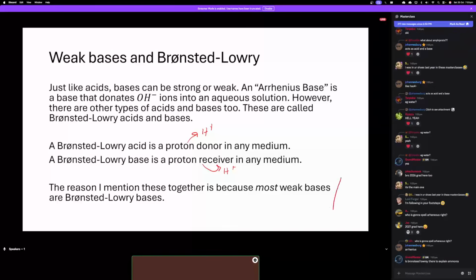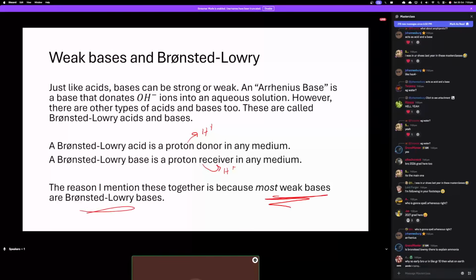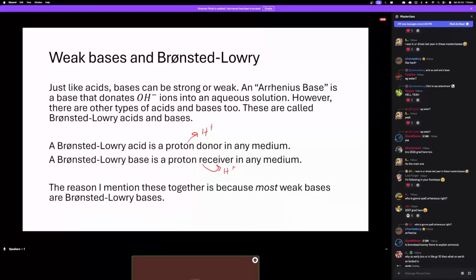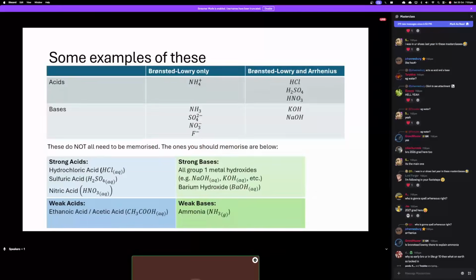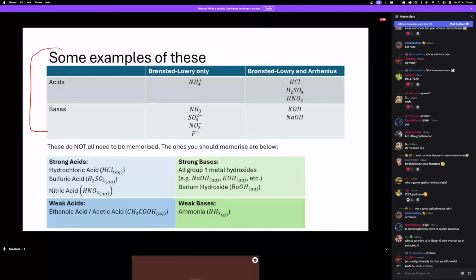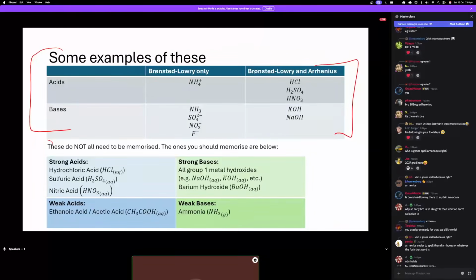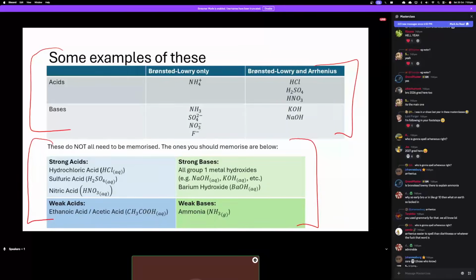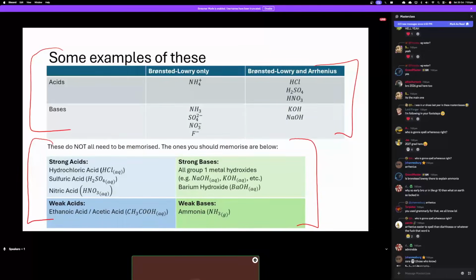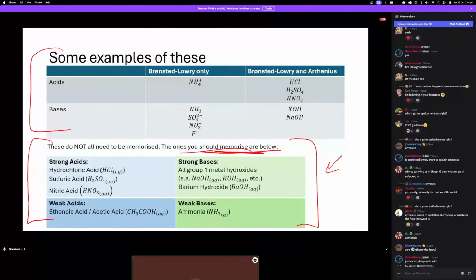And the reason I mention these together is because most weak bases are Brønsted-Lowry bases, right? These are just some examples. You don't have to memorize this first table. These ones you should know, I think. These are probably a lot more important to know. Ones you should memorize are below. These are just some examples, and I separated them into the categories so you can see the difference.